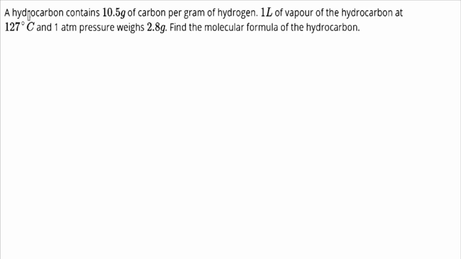Hello everyone, so the question we have is: a hydrocarbon contains 10.5 gram of carbon per gram of hydrogen. 1 liter of vapor of the hydrocarbon at 127 degrees Celsius and 1 atm pressure weighs 2.8 gram. Find the molecular formula of the hydrocarbon. Right, so let us see.